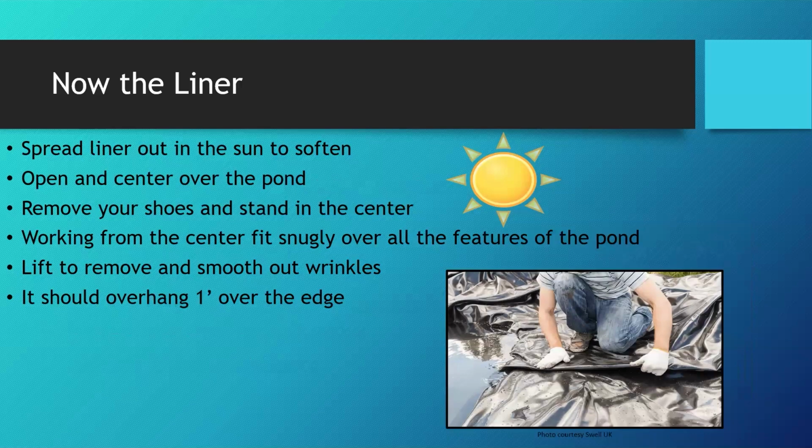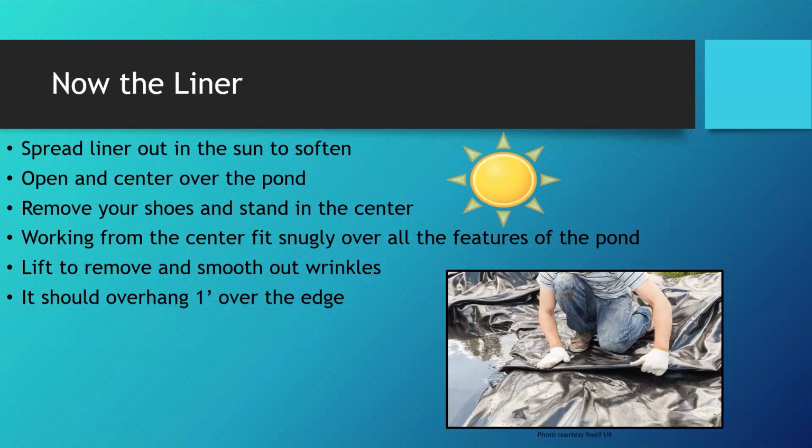Now the liner. It helps if you can unfold the liner and set it out in the sun for about an hour to soften before you try to place it. Repeat the process you used with the underlayment. It's going to be heavier, so you probably want a couple people to help you. Again, open it up, center it over the pond, and with no shoes on, work slowly moving it into all the spaces until the pond shape is covered.